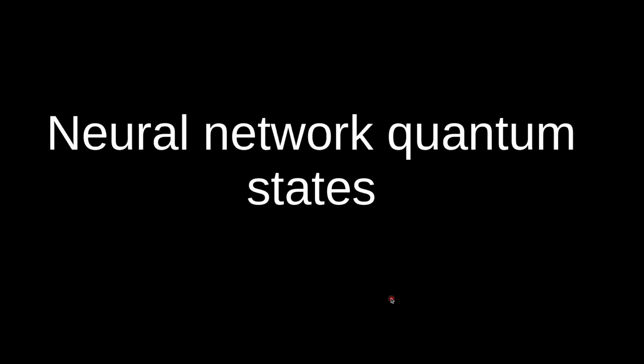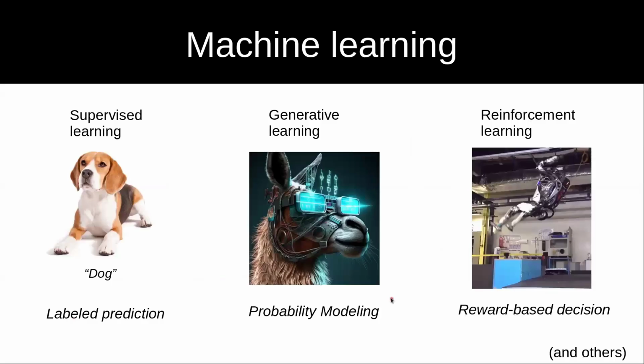Okay, that is everything that I wanted to tell you about tensor networks. Now, let us move on to a different type of variational many-body wave function, which are neural network quantum states. Neural network quantum states actually don't originate from physics. They come from an inspiration from machine learning.